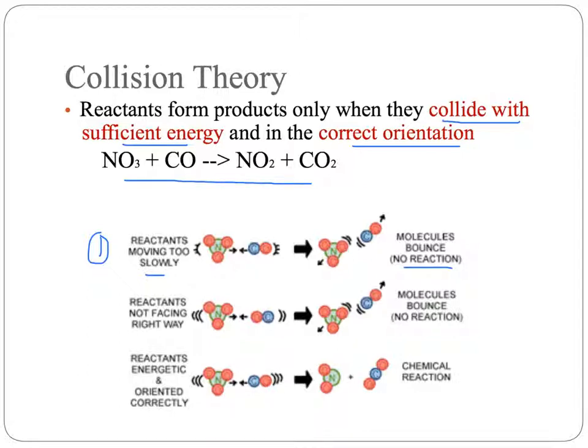and do anything. In the second illustration down here, the reactants are not facing the right way. So they bump into each other, but the bonds that have to break and reform are not next to each other. So again, there's no reaction. But in this third diagram, we have both enough energy and the molecules oriented in the correct fashion so that they can bond together and break the bonds and make new bonds to have the chemical reaction. So this would be an effective reaction.